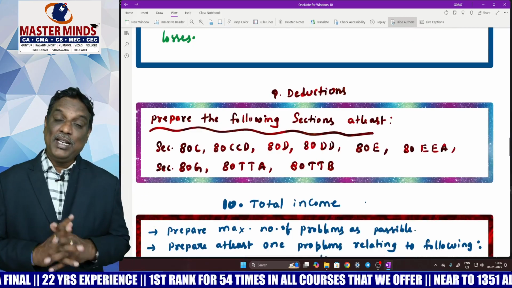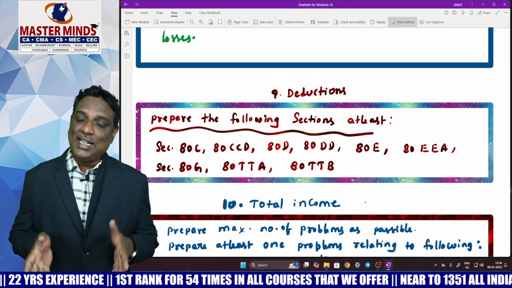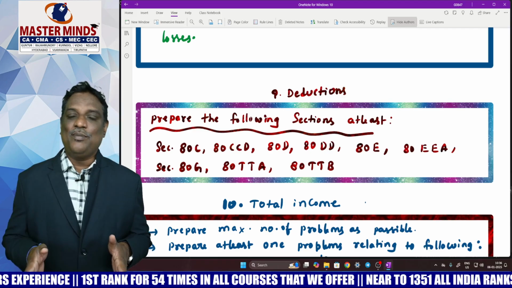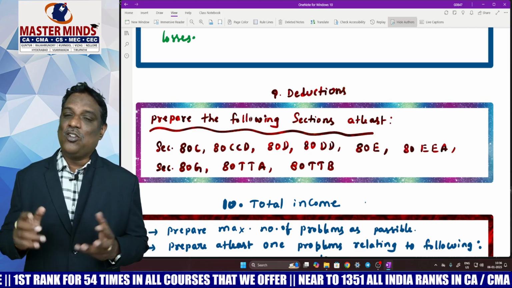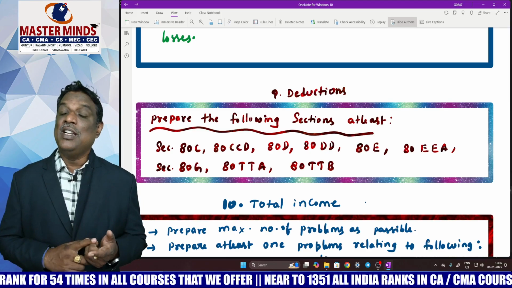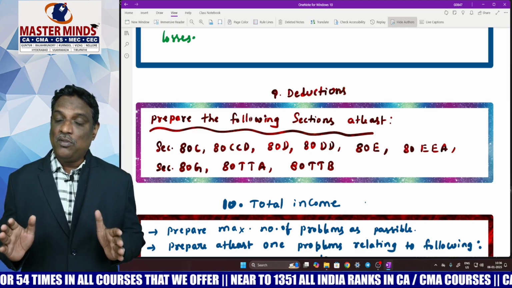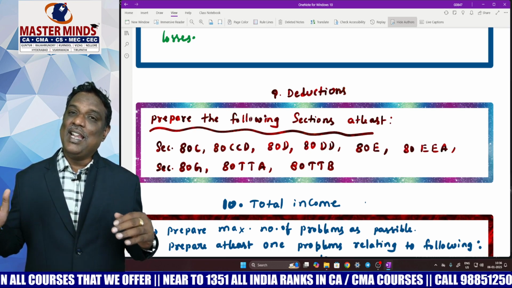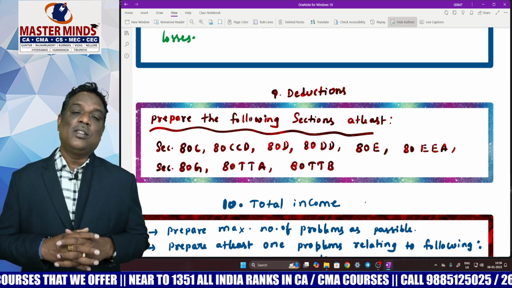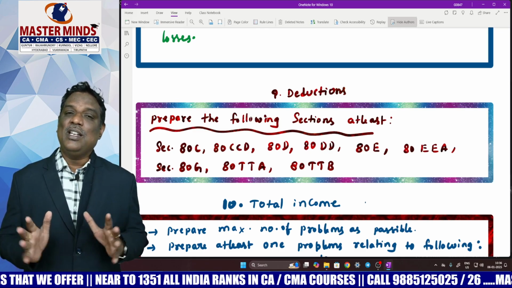Next one is deductions. My dear students, don't expect an exclusive problem from the deductions chapter. But if you want to solve problems in other chapters like total income, clubbing, set off and carry forward, you compulsorily need knowledge about deductions. The deductions will connect in any area. So deductions is one of the important chapters.